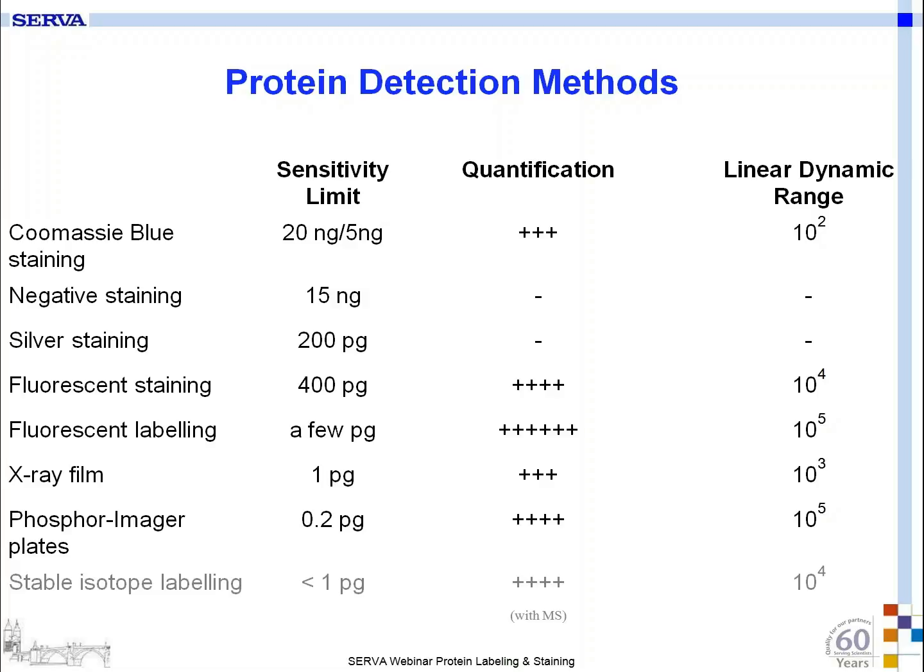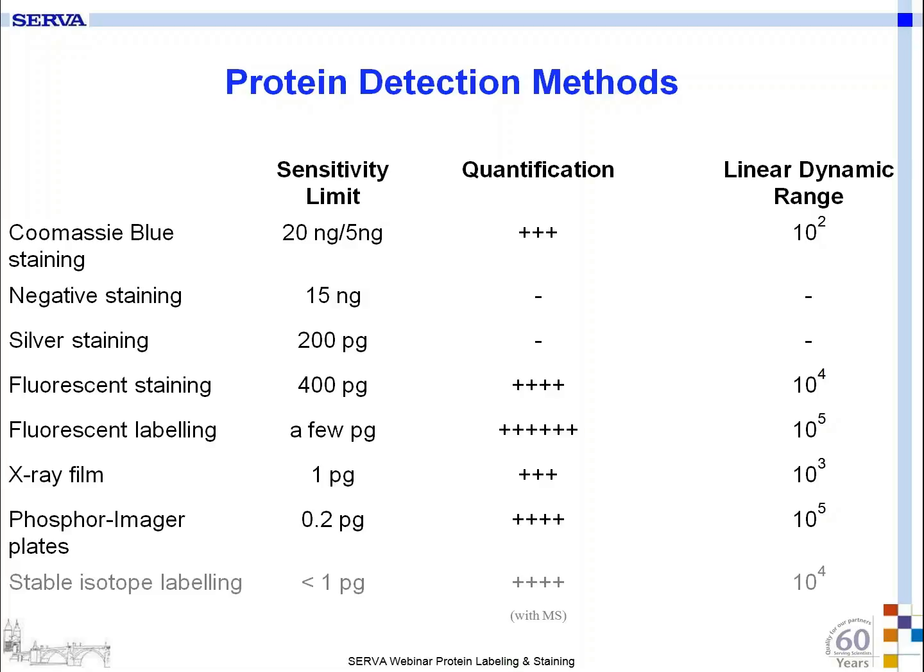The negative staining, you have a sensitivity, so this is zinc imidazole, of 15 nanograms, but you cannot quantify it. Why not? Because you stain the background. So you do not have any clue how much protein you have per band. And therefore, you also do not have a linear dynamic range.